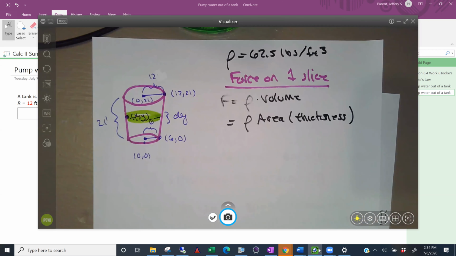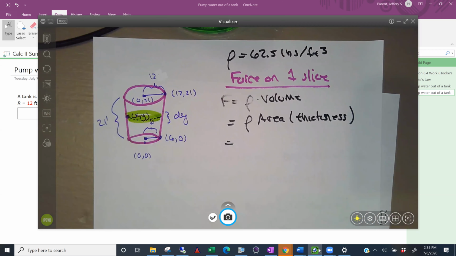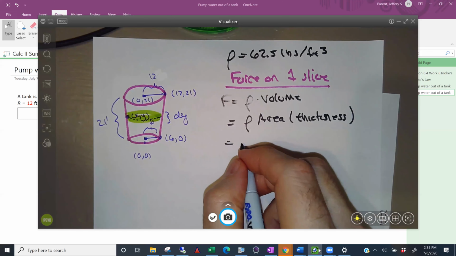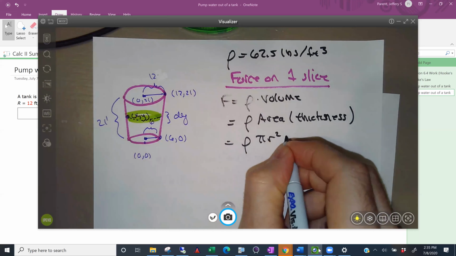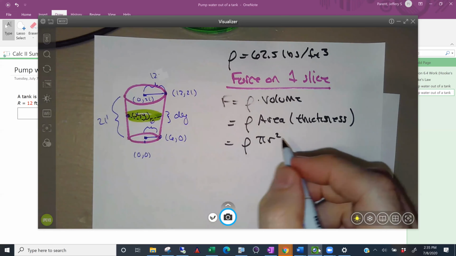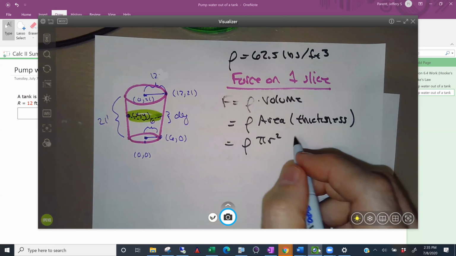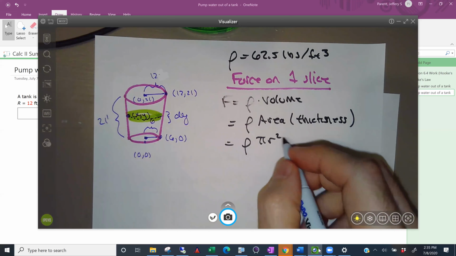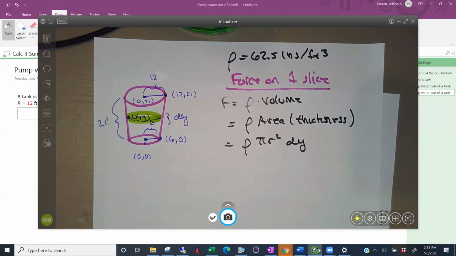Okay. What's the area of that slice? When I take a horizontal cross section of this figure, what's that area going to be? Pi r squared. Good. It's a circle. And the thickness? Who's got the thickness for me? Rochelle? dy. Good. Thickness would be dy. And so now I'm left with figuring out what the radius is.